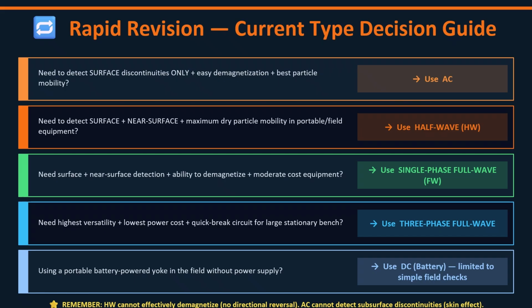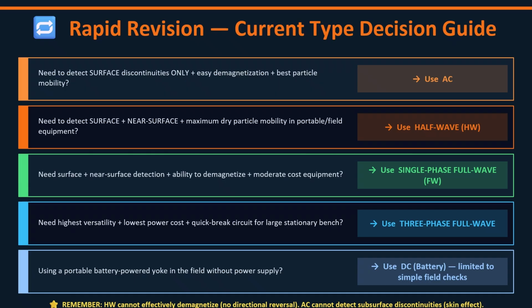If both surface and near-surface detection and controlled demagnetization are required, full-wave rectified current provides a more versatile solution. Three-phase full-wave systems are suited to large stationary benches where high capacity, versatility, and efficient power use justify the equipment. A battery-powered yoke can be valuable for field work where electrical supply is unavailable, but the available magnetizing capability is limited. The key decision questions remain the same: what discontinuity are we trying to detect?